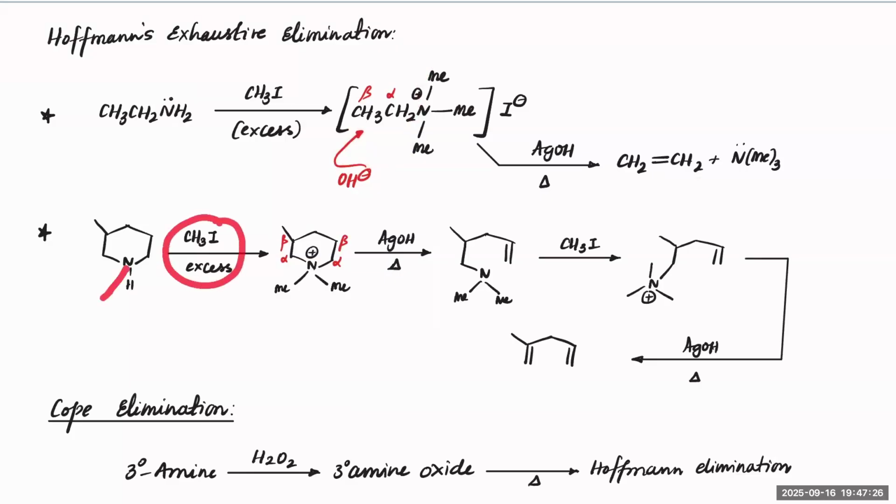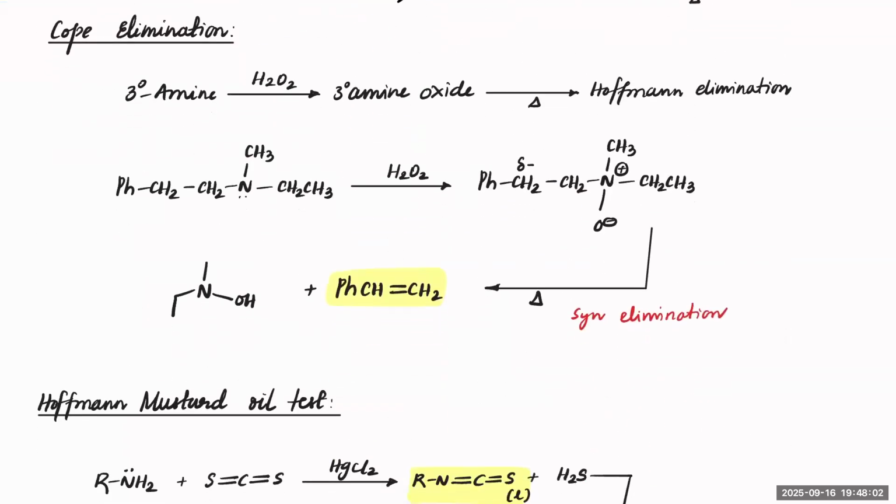Same way in this question also, exhaustive methylation. Then AgOH takes H plus from here or H plus from here, but it would naturally take H plus from the position where you can get the Hofmann product. Hofmann is the major product here. So this side double bond will form. Again, if I do the methylation with CH3I, the nitrogen will take one more methyl and then remove hydrogen from here, get a double bond here. So this is the product, a positive nitrogen with three methyl groups on it, like this. This is called Hofmann exhaustive elimination. Clear?